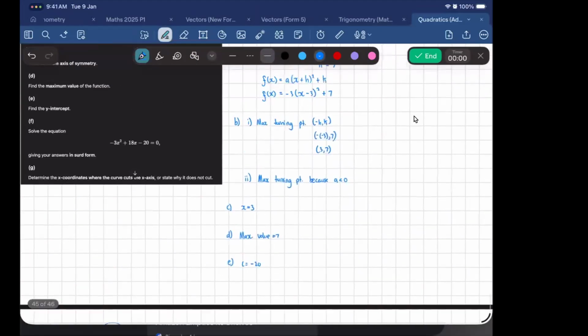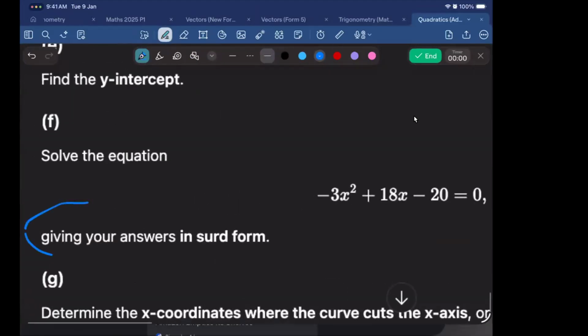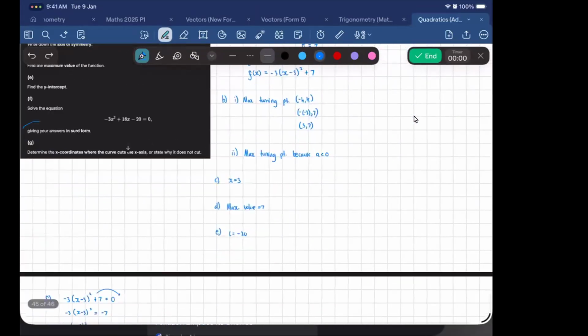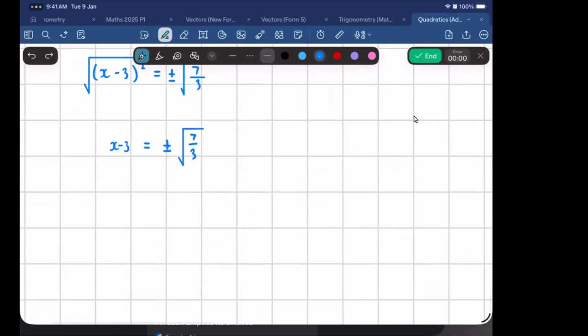Any questions? Did they specify how much accuracy? They said give your answer in surd form, so you can't round off. Right? You can't round off. So x - 3 is equal to plus or minus √(7/3). All right, are you all with me so far? Yes, sir. Okay, so let's consider the positive solution first.